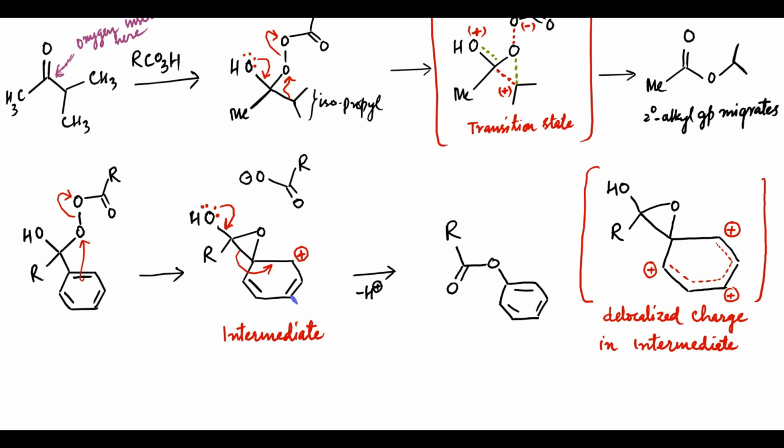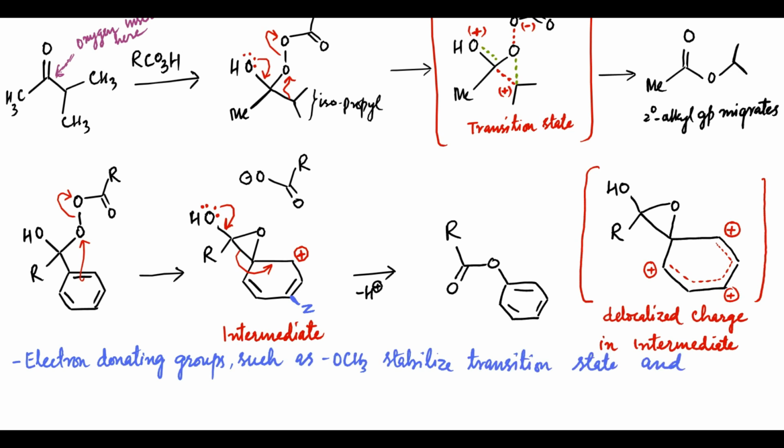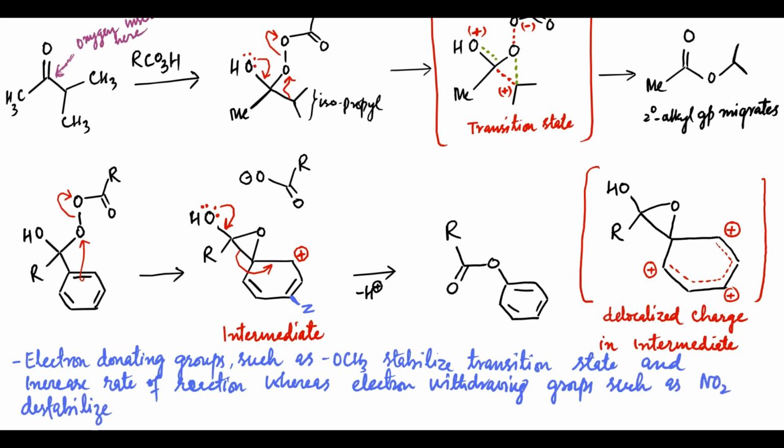Consider that this aryl group has group Z attached. It should not surprise us that electron-donating groups such as methoxy group stabilize the positively charged transition state and increase the rate of reaction, whereas electron-withdrawing groups such as NO2 destabilize the transition state and decrease rate of reaction.